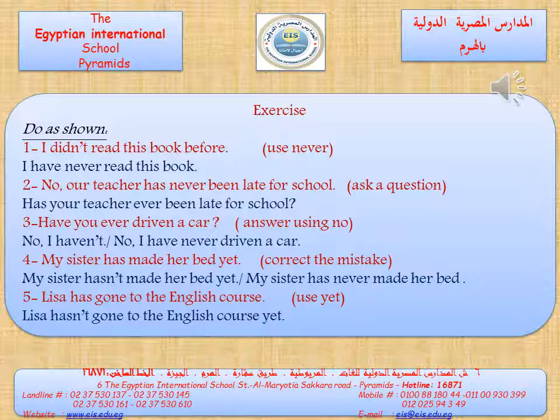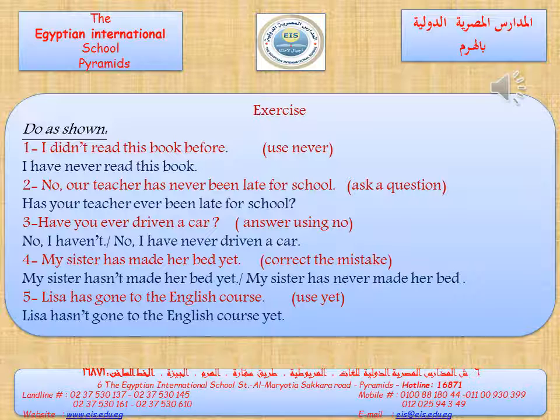Question number 3: "Have you ever driven a car?" It's a question. Answer using "no". So I can say, "No, I haven't," or "No, I have never driven a car before," which means that I didn't drive a car before.